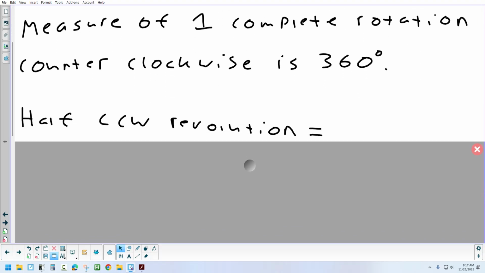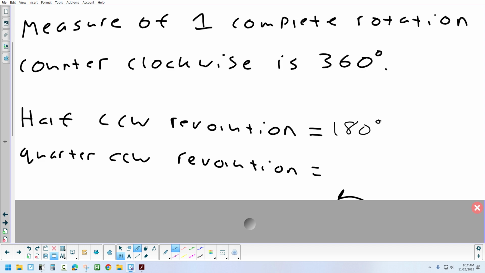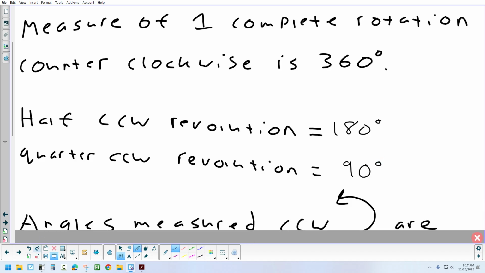How about a half counterclockwise revolution? How many degrees in that? Yep. 180. And a quarter revolution? Yep. 90. So these are angles that come up quite a bit. In fact, any angle that's a multiple of 30 or 45, we are going to use a lot. And there's lots of things that we're going to have to be able to figure out by hand when the angles are multiples of 30 or 45.